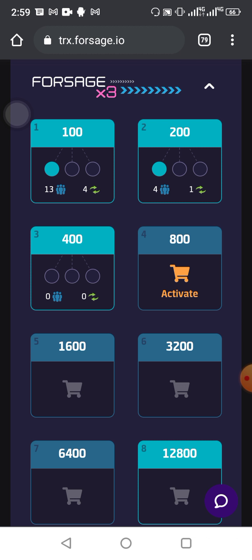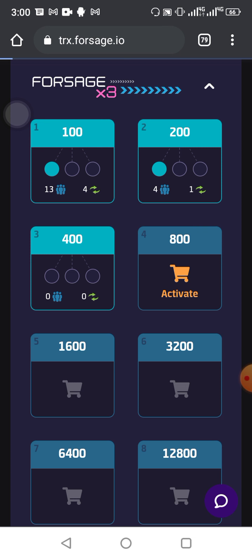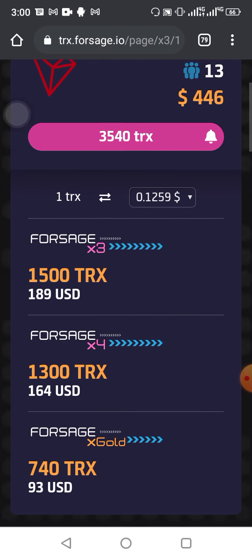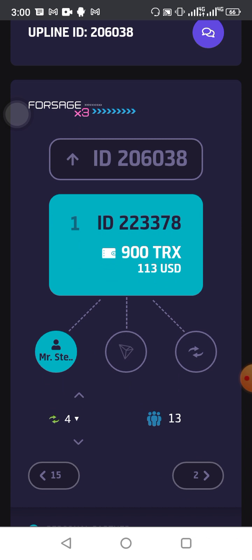All right. Now, let's expand one of the metrics and use that one to explain the structure of the X3 Forsage program on Tron. To expand the metric to see more, you just click on the blue box here, and a particular matrix will expand. So I've expanded that one. This is how the X3 matrix looks expanded.